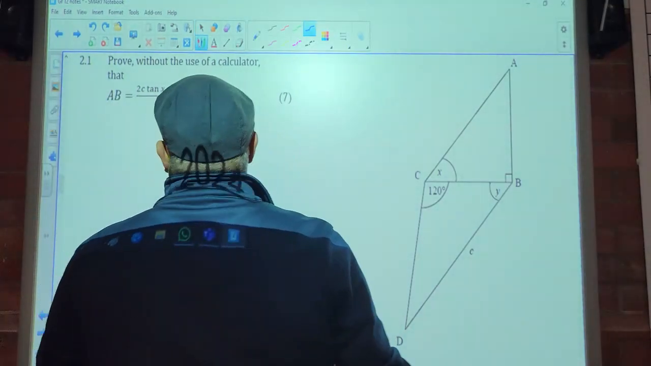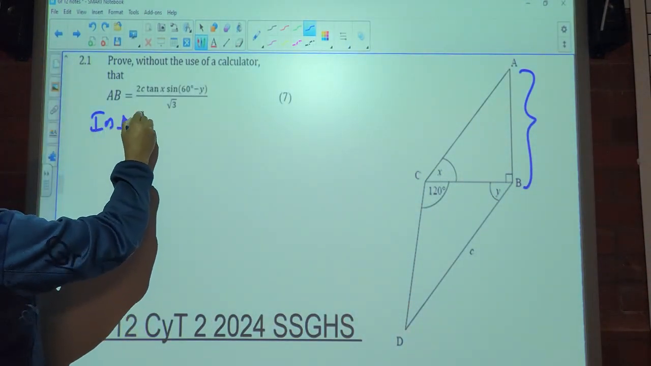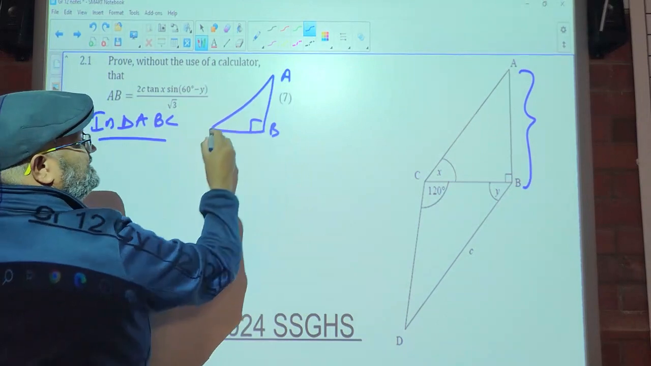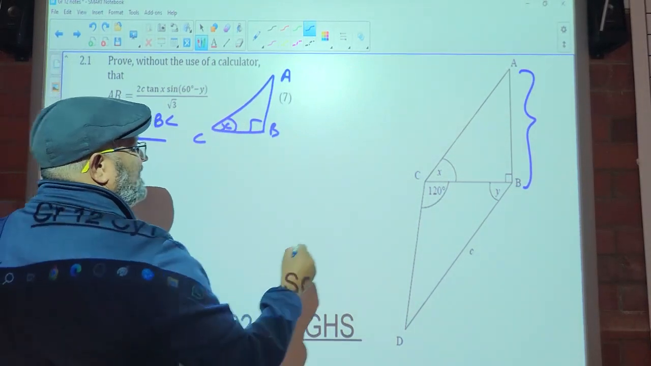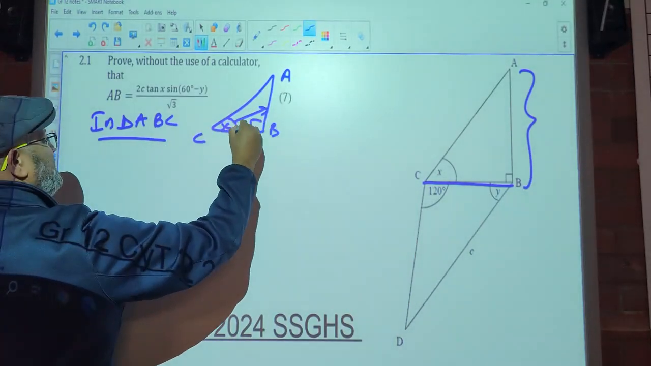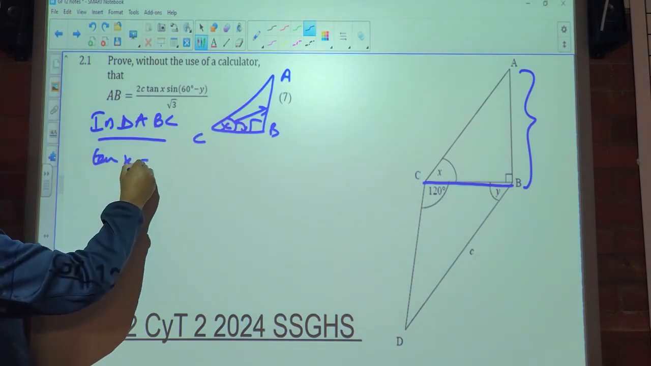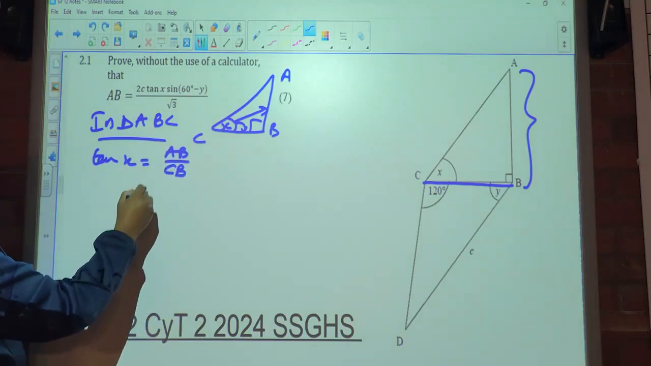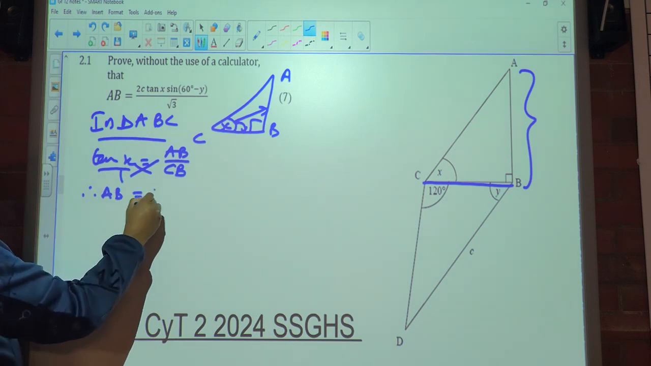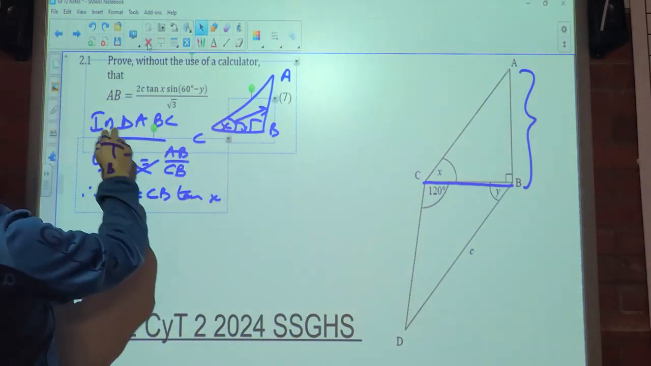So where do we start? We need AB, so I start in triangle ABC. We've got a triangle looking like this here, with angle x. We must use BC, as it's a link between the two triangles. Which trigonometric ratio uses opposite and adjacent? Tan. So tan x is equal to AB over CB. To make AB the subject of the formula, cross multiply. Therefore AB is equal to CB tan x. That is the first part.